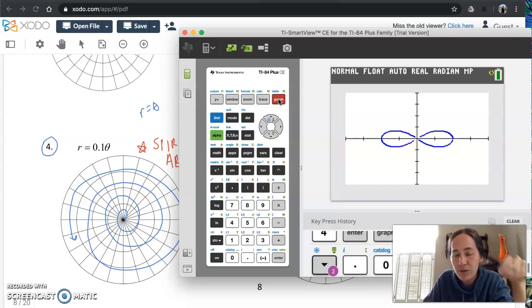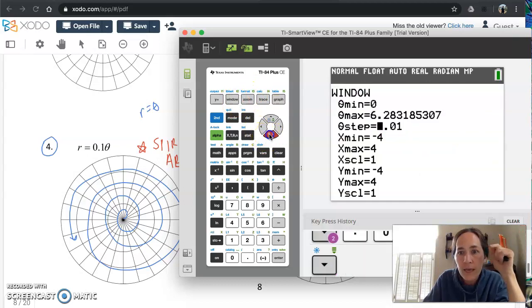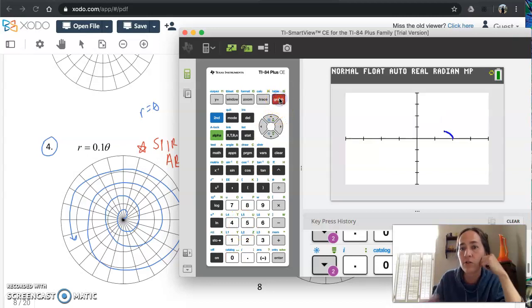See how we get closer and closer into that pole using a theta step of 0.01? Again, don't go crazy on this, but I can go Window and maybe make it half of that, go 0.005 and watch it get even closer. So when you sketch this one, it's called a lemniscate.